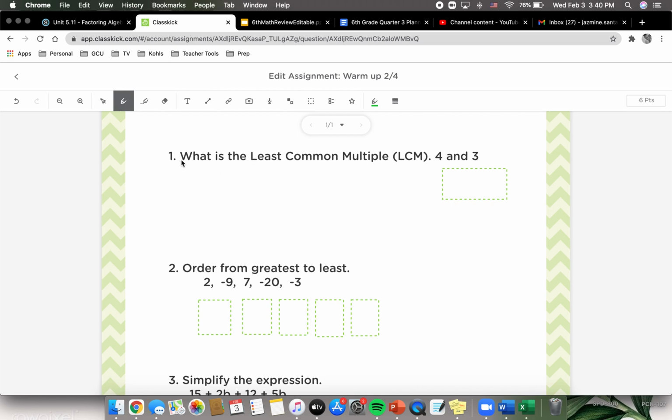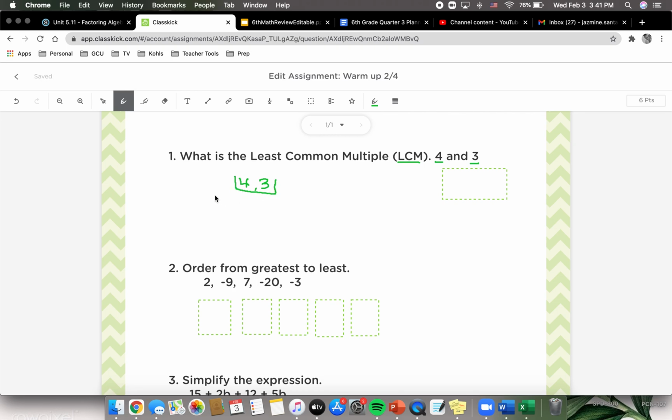Guys, for our warm-up, we are going to look over all of the problems. Looking at number 1, it says what is the least common multiple, the LCM, of 4 and 3. So we're going to use a new method called the cake method, where we place our numbers 4 and 3 in an upside down box.